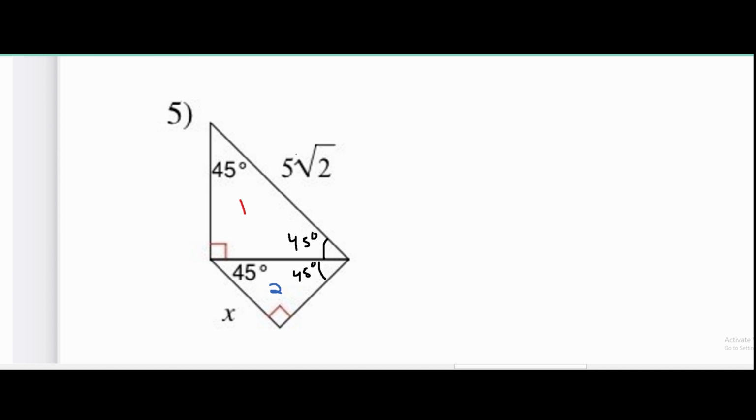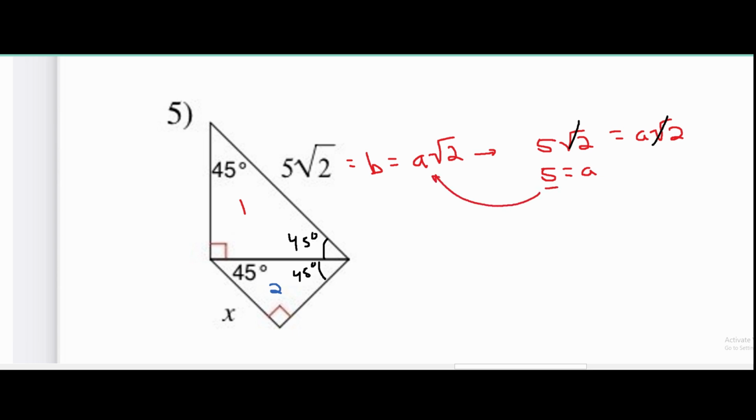So for triangle 1, we have our hypotenuse. We have b is equal to 5 square root of 2. And we know that b from our formula is also equal to a square root of 2. So we can rewrite this as 5 square root of 2 is equal to a square root of 2. Since we have square root of 2's on both sides, they cancel out, and our a is just going to equal 5. We can test this if we wanted to by just plugging our a back into our equation, and we see that we get 5 square root of 2 for our b, which is what we wanted. So we'll say that this side is equal to 5, and this side is equal to 5.